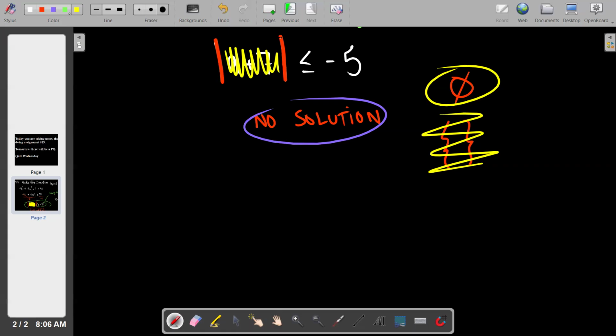How do you graph it, do you suppose? No matter the situation, I'm drawing a number line like this. I don't care if it's last Thursday, last Wednesday, tomorrow. If we're solving inequalities, we're drawing a number line. How do I graph it?